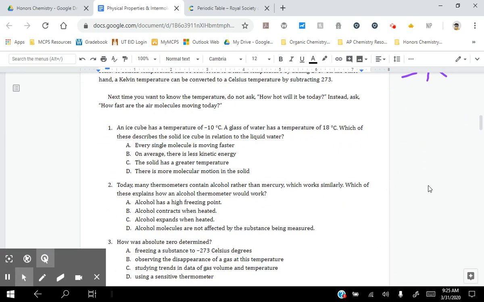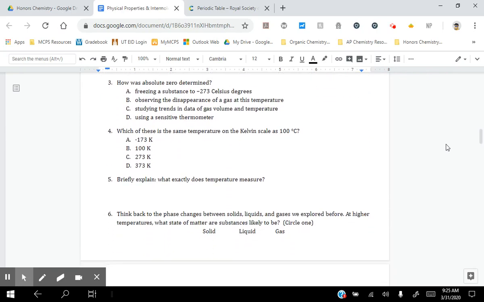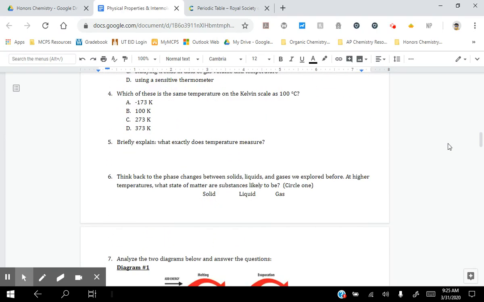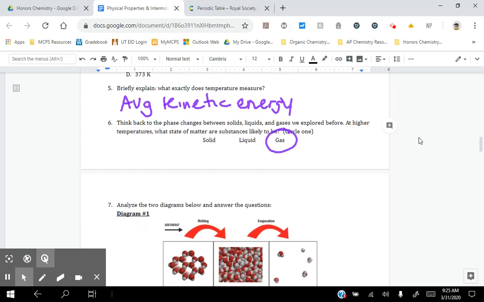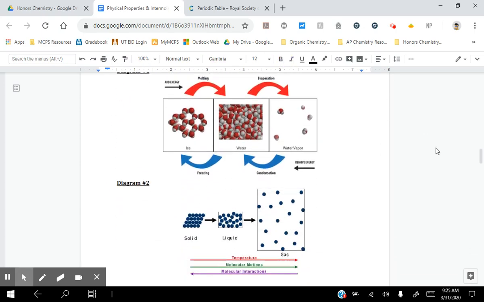The important thing to recognize here is that things that have a higher temperature are most likely to be gases because they have more molecular motion and more energy between the particles as they are moving. Temperature is not a measure of heat, it is a measure of the average kinetic energy. When we go through and look at some of these diagrams, it's important to keep that in mind.